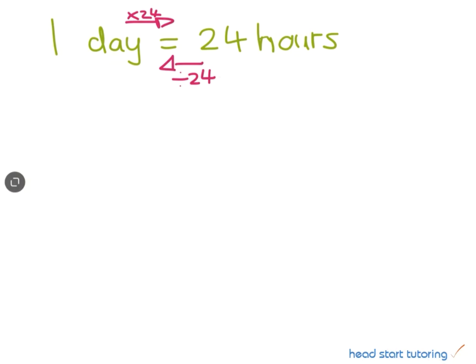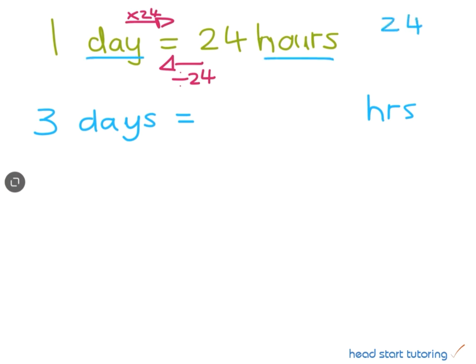If we are asked to find 3 days in hours, we are going from days to hours. So we need to say 24 times 3, or 3 times 24, which is equal to: 3 times 4 is 12, carry our 1. 3 times 2 is 6 plus 1 is 7. So we end up with 72 hours. So 3 days and 72 hours are equal to each other.